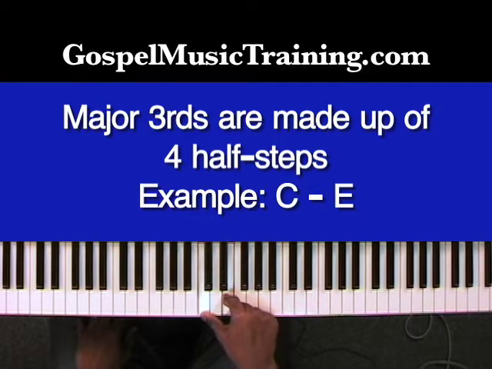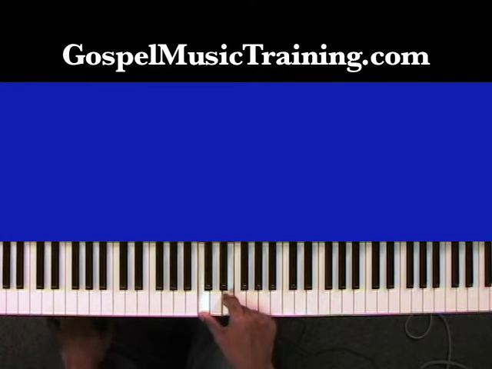Okay, so C, D, and E are encompassed. C and E are on the outside, of course. Those are the notes being played. It has 4 half steps, and it's a great chord. Okay, it's the beginning of a chord.